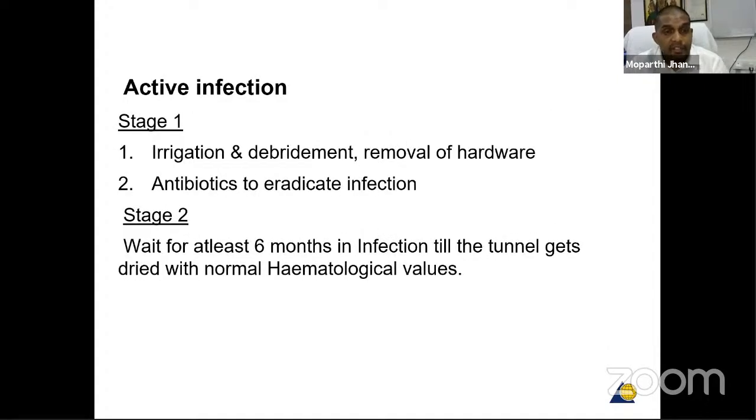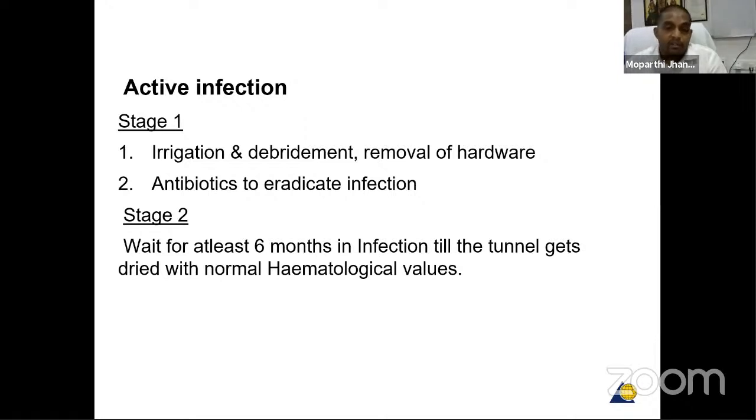If there is an active infection, do complete removal, give antibiotics, and make sure that your hematological values are normal. At least we should wait for 6 months in any infective cases, because if you go early, there will be chances of reinfection. Your hematological values, CRP, and everything should be normal. It is better to get a bone scan also, as it will rule out any chances of infection.